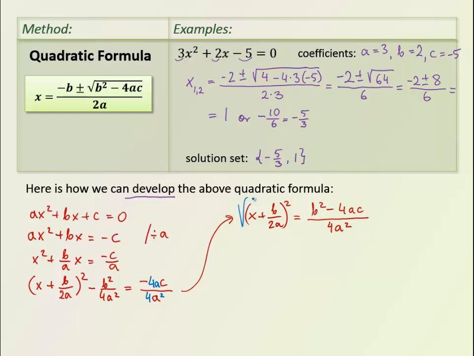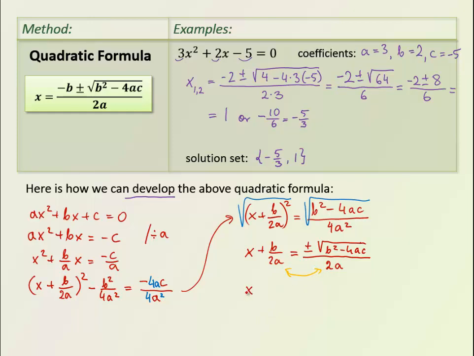Now we take square root on both sides of this equation, and we end up with x plus b over 2a equals plus or minus square root of the numerator, which is b squared minus 4ac, over square root of the denominator, but the denominator is already a perfect square, so that becomes 2a. And here again we can notice we have the same denominator, which is nice, it will always work like that.